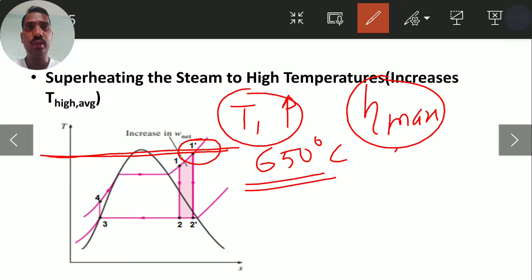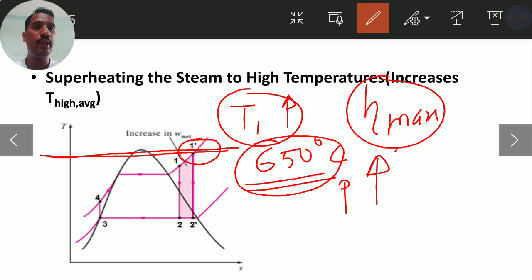Just like there is a lower temperature limit for a thermal power plant because of the atmospheric or surrounding temperature limits, similarly for higher temperature there is a limit from metallurgical considerations. In the next video we are going to study, by keeping this maximum temperature limit, what happens to the performance of a Rankine cycle if you increase the boiler pressure. So thank you.